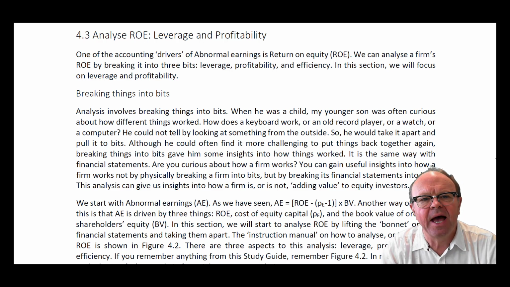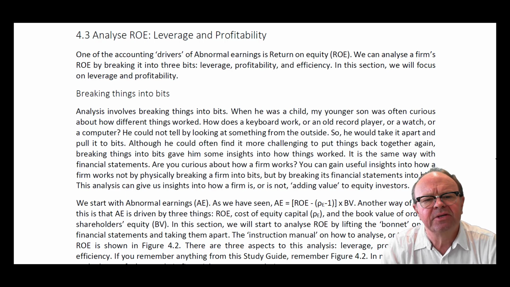4.3. Analyse ROE, leverage and profitability. One of the accounting drivers of abnormal earnings is return on equity, ROE. We can analyse a firm's ROE by breaking it into three bits: leverage, profitability and efficiency. In this section, we'll focus on leverage and profitability.